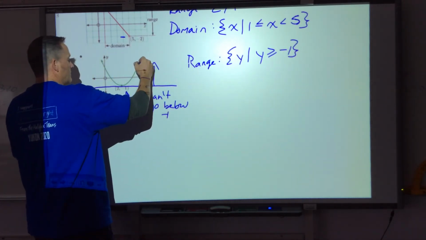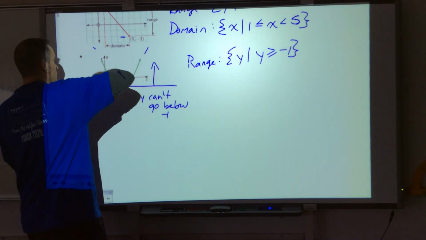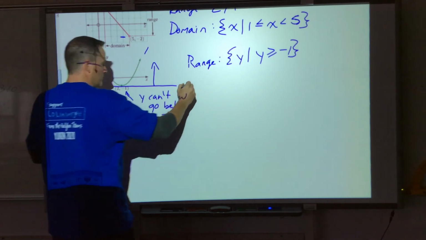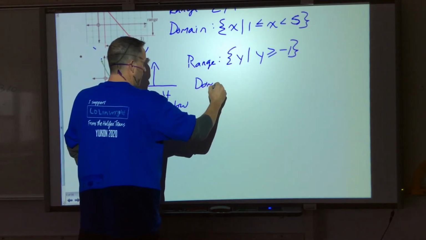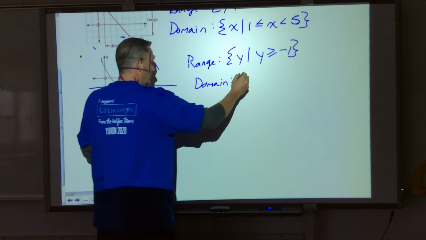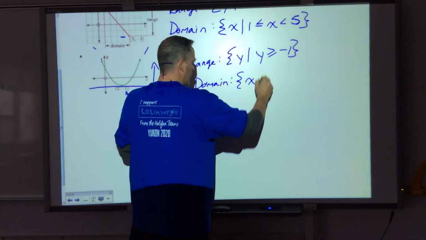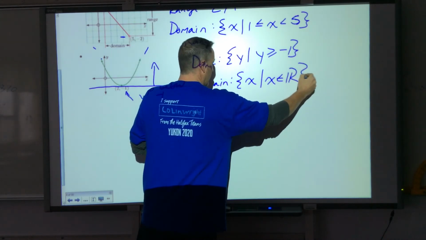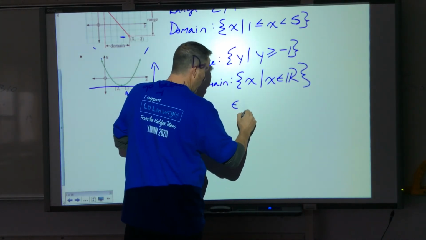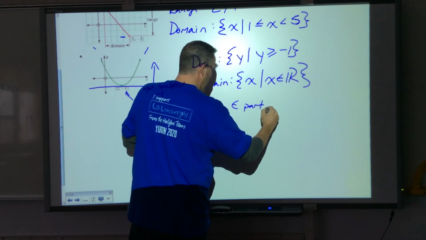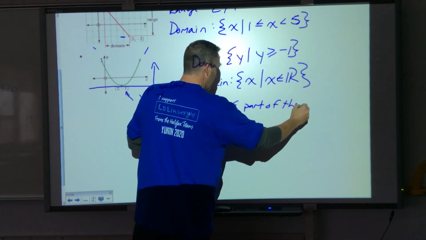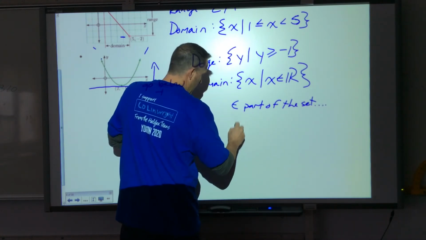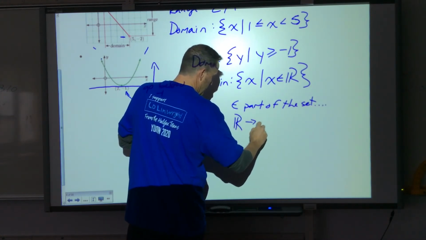These arrows mean this graph goes on forever and ever and ever. So it keeps going up, but it also means there's no limit on x. So x doesn't have a limit. So x is contained in real numbers. So that symbol means part of the set. And R means real numbers.